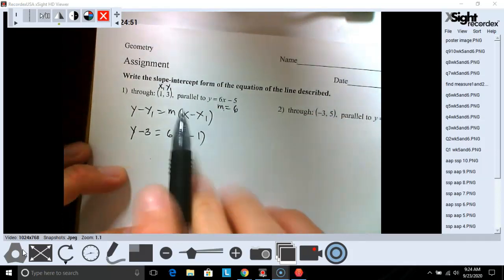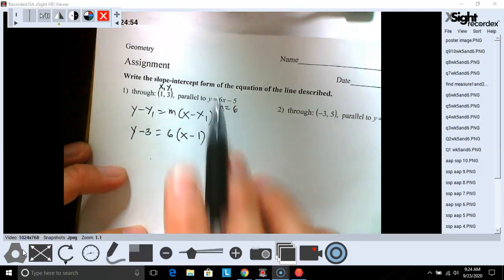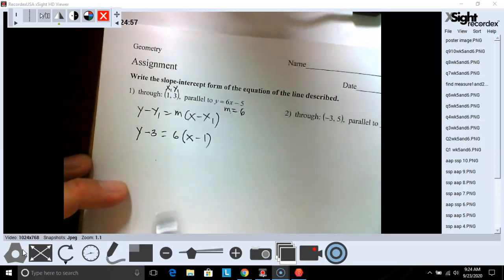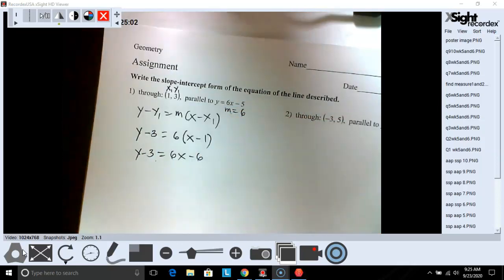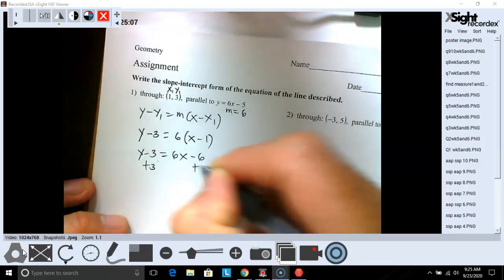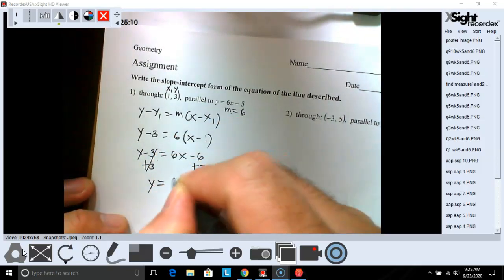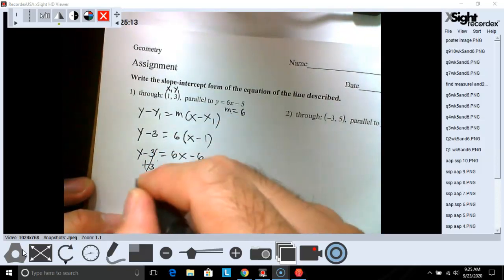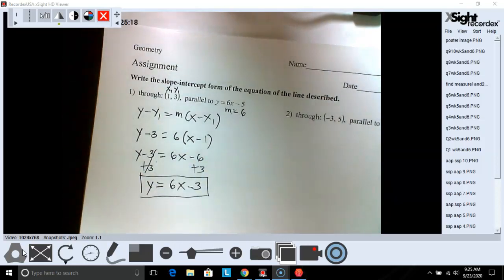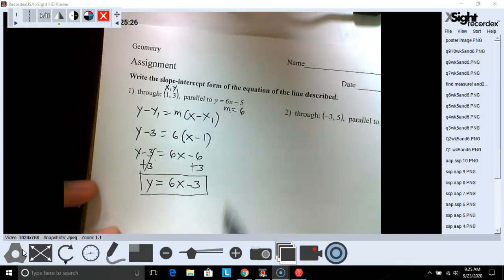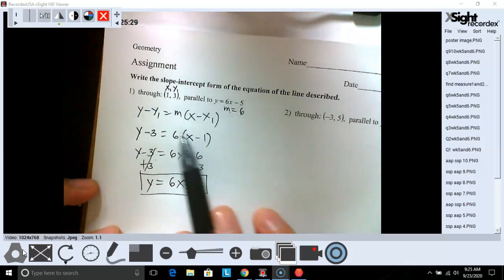And all you need to do is to simplify them. The question here is to write it in slope-intercept form. So simplify further. It will look like this: 6x minus 6. Process of elimination. So your line will look like this. That's it. Again, take note, for lines that are parallel, they have the same slope. That's why we're using 6.